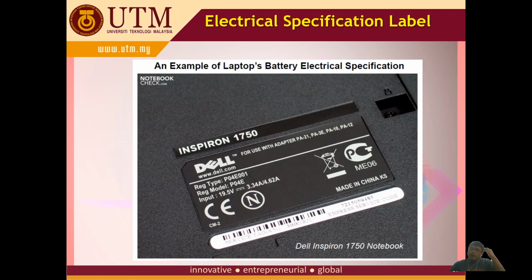This is an example of a nameplate label. This is a Dell laptop, the Inspiron 1750. The input is 19.5 volt DC. You can see this is the symbol of DC. The current is 3.34 amp DC and 4.62 amp DC. So here is the point: your laptop is using a DC supply, not an AC supply.